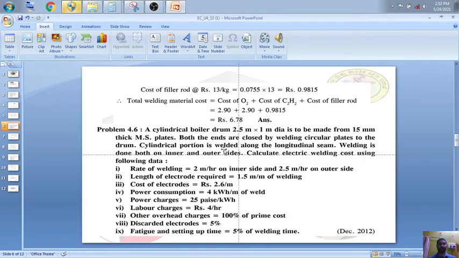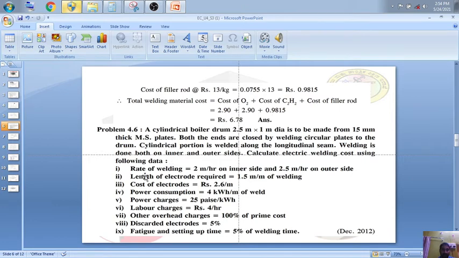The cylindrical portion is welded along the longitudinal seam, lengthwise. Welding is done on both the inner and outer side. Calculate the electrical welding cost using the following data. So you have to calculate the electrical welding cost for making such a weld.